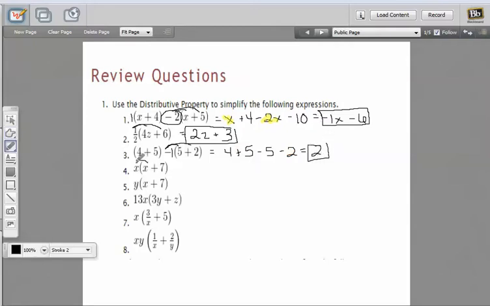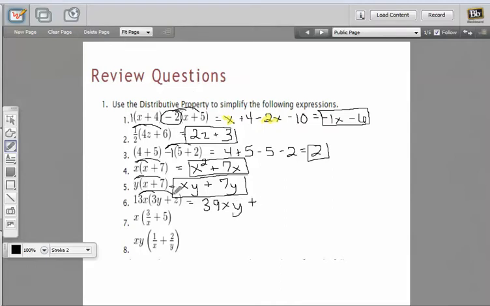In number 4, let's distribute the x. So x times x is x squared, and x times 7 is 7x. In number 5, let's distribute the y. So we get x times y, which is xy, plus y times 7, which is 7y. In number 6 here, let's distribute the 13x. So we get 13x times 3y. So 13 times 3 is 39. And we have our xy. Plus 13x times z, which is just 13xz.